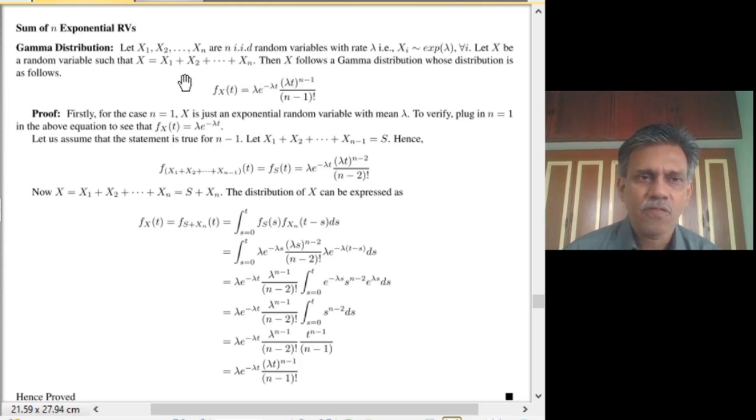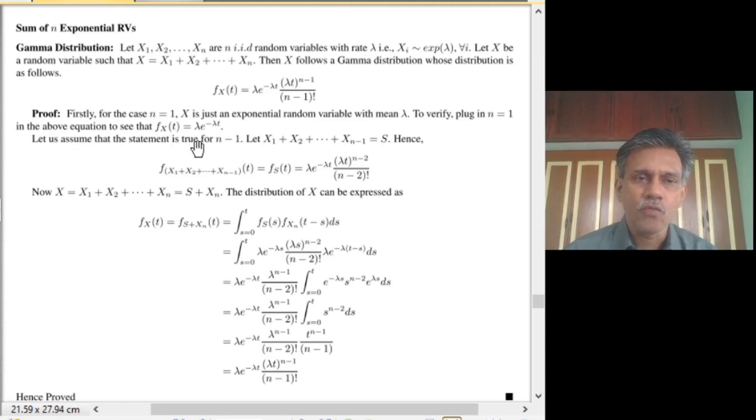So for the case of n equal to 1, the PDF is given by lambda e power of minus lambda t, and here you will see 1 minus 1 is 0, and here also 0 factorial. So this will be just 1. So you get the PDF being lambda e power of minus lambda t, and we know that is just the density function of the exponential random variable X1. So it is trivially true for the case of n equal to 1.